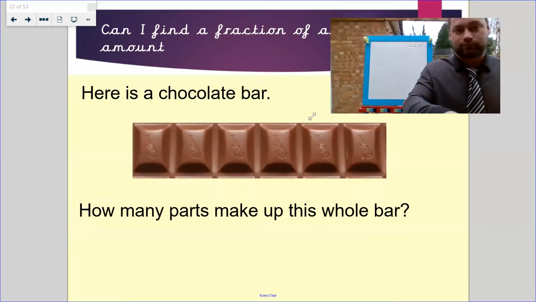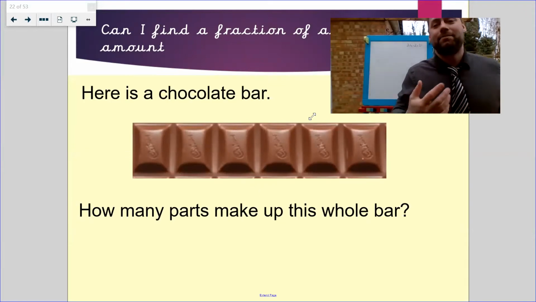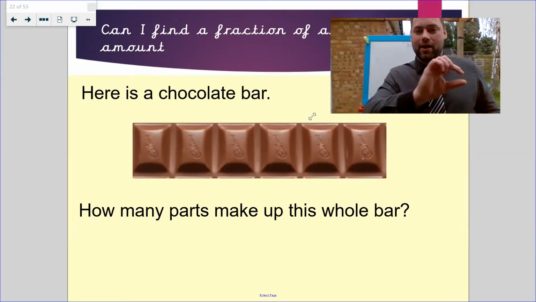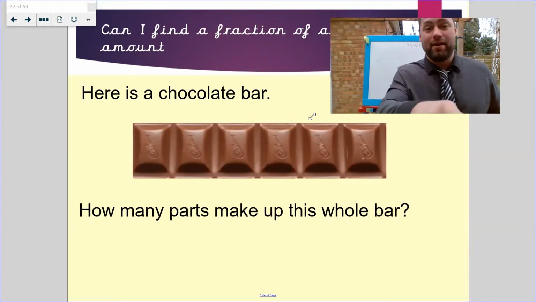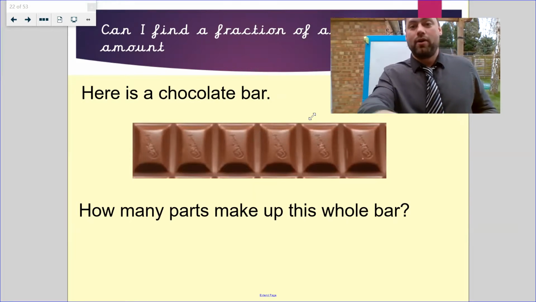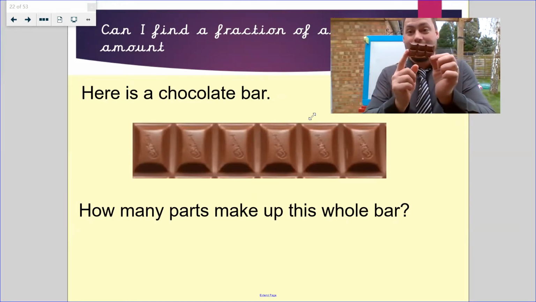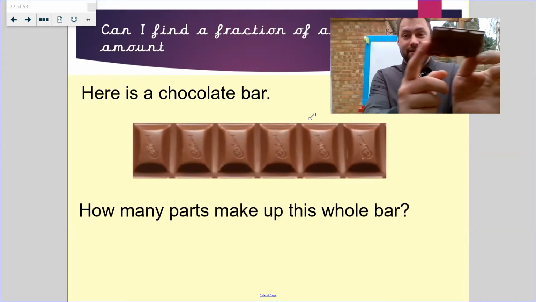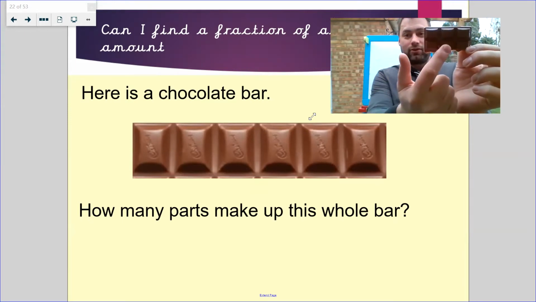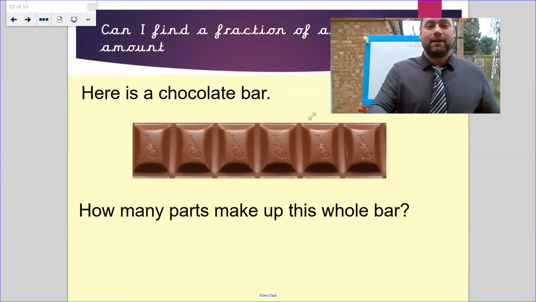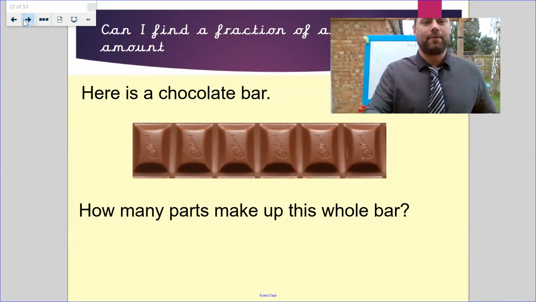So here we have a chocolate bar. How many parts make up this whole chocolate bar here? We count. We've got 1, 2, 3, 4, 5, 6. And here is my chocolate bar with 6 bits. Okay, 1, 2, 3, 4, 5, 6. All right. So here we go.